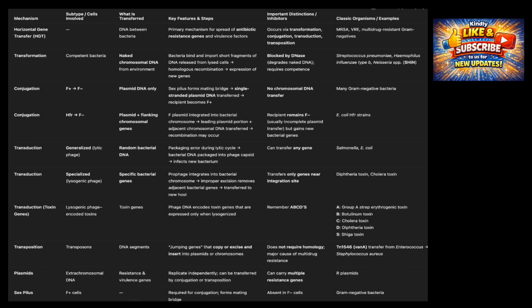Transduction is gene transfer by bacteriophages. Generalized transduction occurs in the lytic cycle due to packaging errors and transfers random genes. Specialized transduction occurs in the lysogenic cycle and transfers specific adjacent genes. Many toxins are phage-encoded, including diphtheria, cholera, Shiga, botulinum, and erythrogenic toxin. Toxin presence dependent on a phage indicates lysogenic conversion.